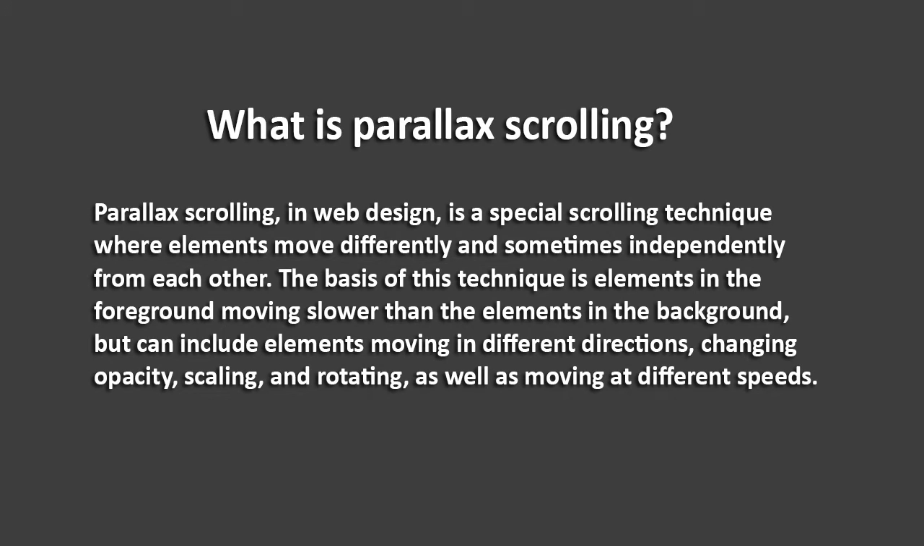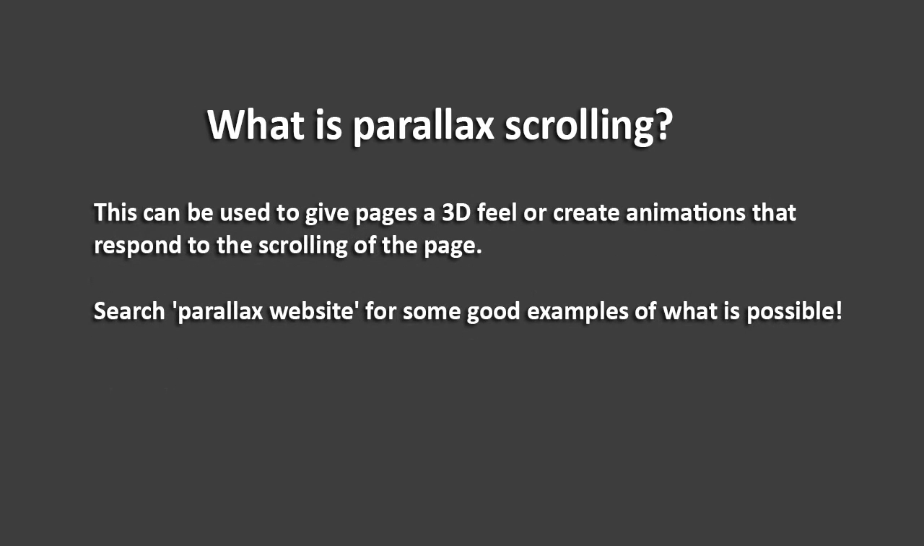So, what is parallax scrolling? Parallax scrolling involves elements on the page that move differently and sometimes independently of each other based off of the scrolling of the page. This includes the elements moving at different speeds and directions, as well as in different ways, such as rotating. This style can be used to create a more interactive website. It can give the page a 3D feel, or do animations that respond to scrolling.